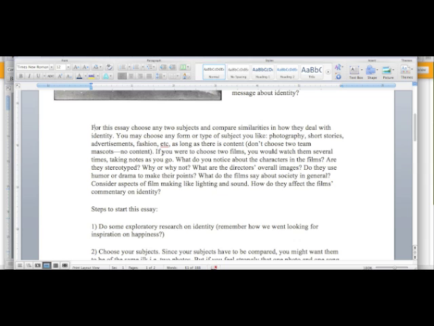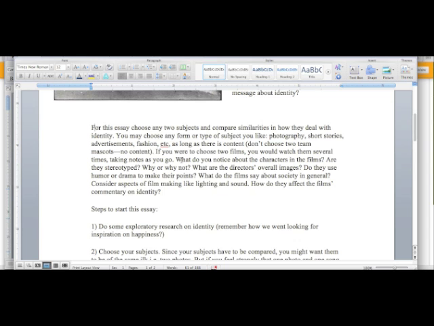So if you were to choose 2 films, and this is just an example, you would watch them several times, taking notes as you go. You would take notes on what you notice. So what do you notice about the characters in the film? Are they stereotyped? Why or why not? What are the director's overall images? Do they use humor or drama to make their points? What do the films say about society in general?